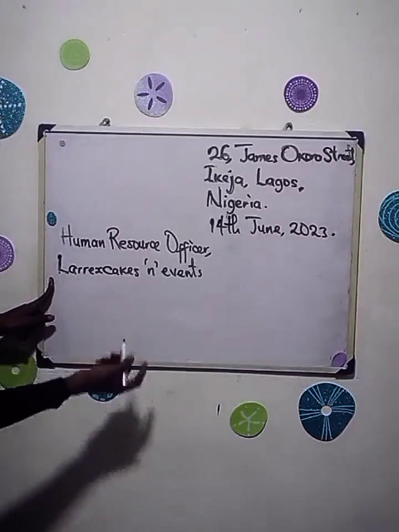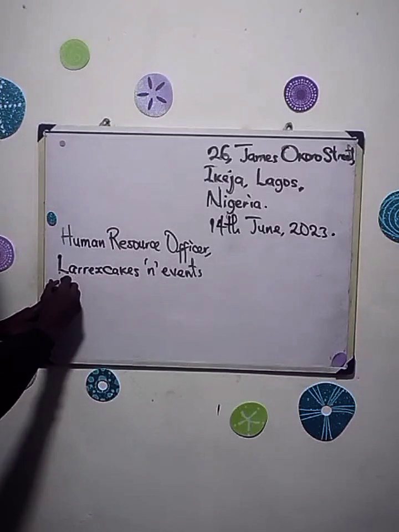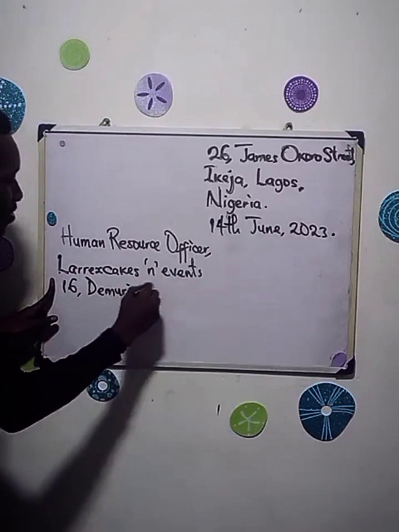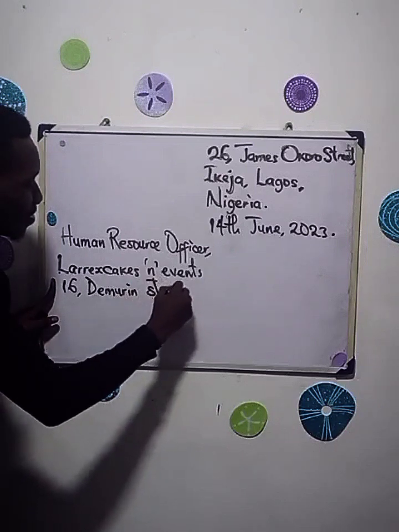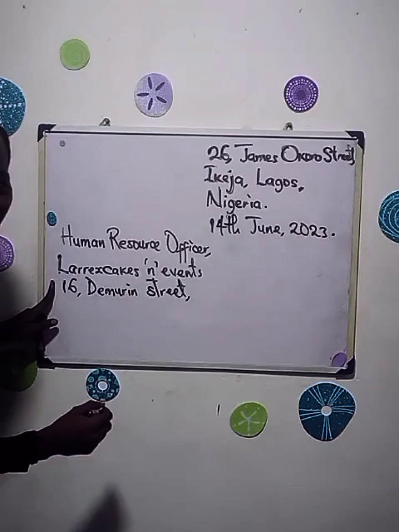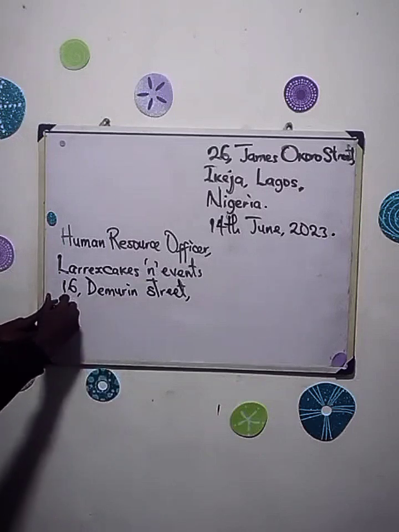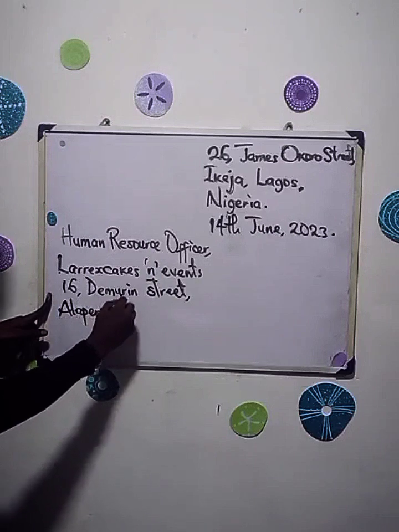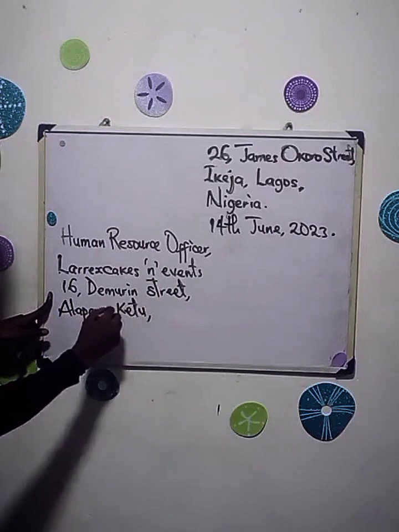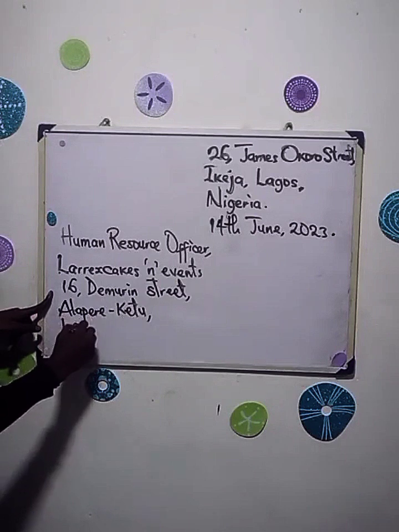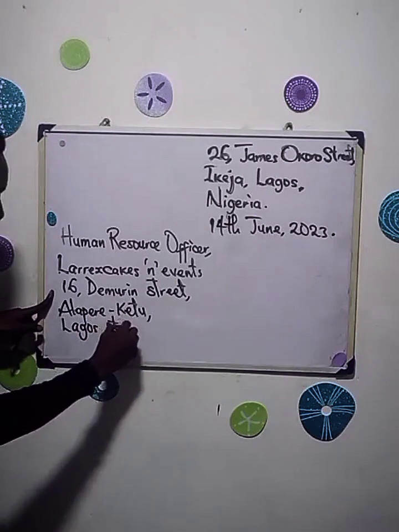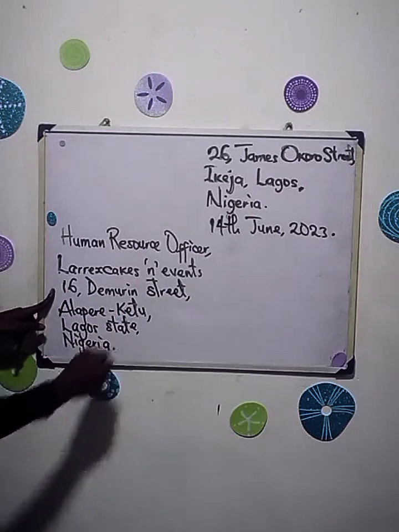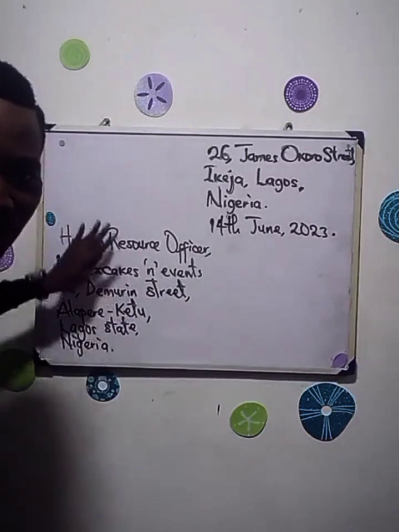So Larex Cakes and Events. Let me use 16 Demury Street, Alakpere Ketu, Lagos State, Nigeria. Now, this is the address of the person, the company I'm writing to, okay?